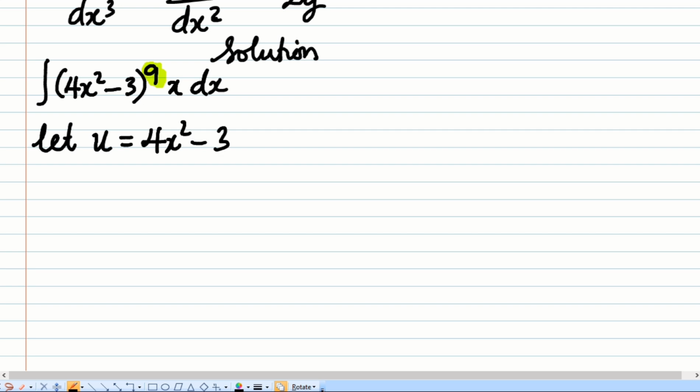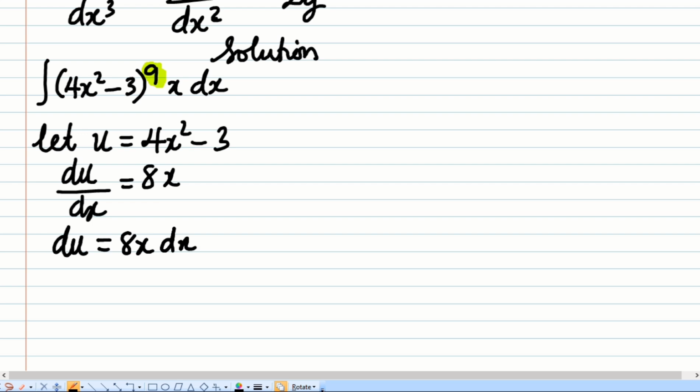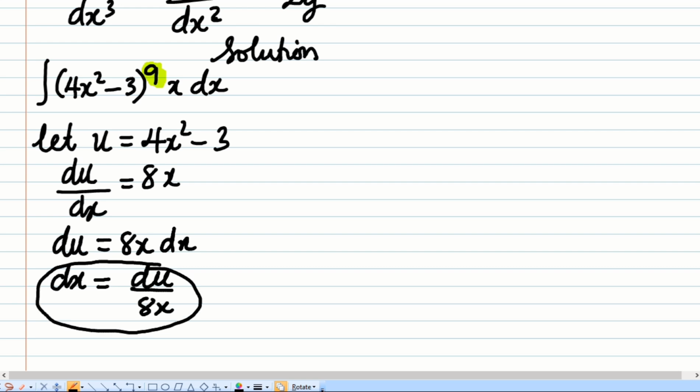Now you're going to differentiate u with respect to x, so that's going to be du on dx. When we differentiate this, notice we're going to have 2 times 4 will be 8, and then that'll just be 8x. Since we have a dx term here from the original question, that means we want to make dx the subject of the formula, so we can plug the value back. If we cross multiply, we now have du equal to 8x multiplied by dx. Divide both sides by 8x, and you now have dx on its own: du on 8x. So this will be our value for dx, and we're going to plug it back into the original question.